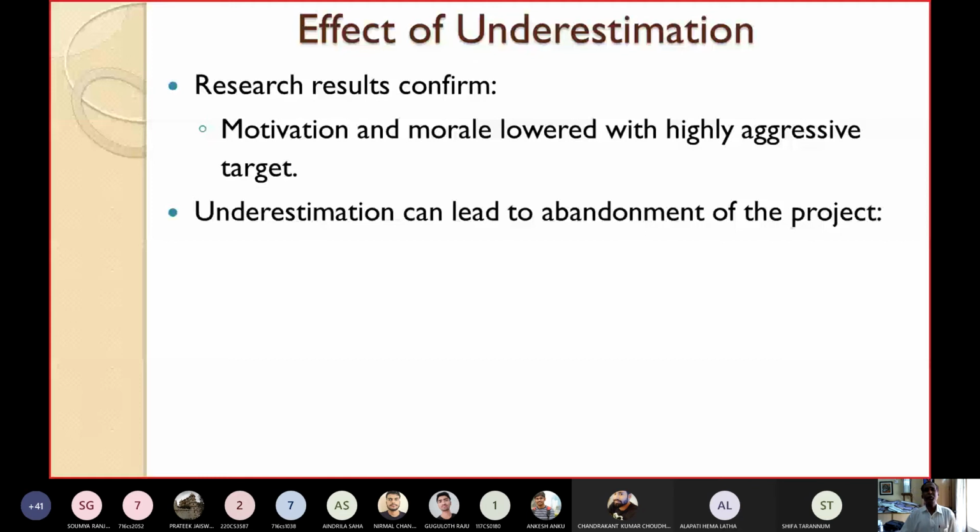You are a manager. You need to show your boss. You have estimated that it will be finished within 8 or 9 months, but it will take 10 months minimum. But you showed your capability, hypothetically. So this will put pressure on the employees. Their motivation and morale will be lowered. Underestimation can lead to abandonment of the project. The employees will be so demotivated that they cannot do proper work, and the quality will be poor. In such cases, the project may lead to abandonment. It may be cancelled.